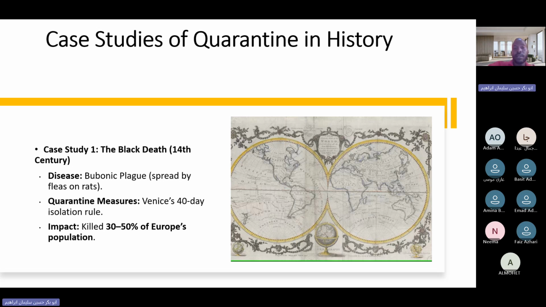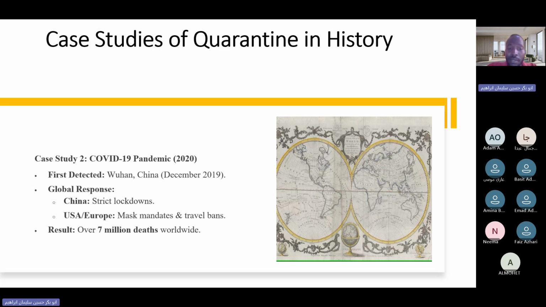Let us see another case. The COVID-19 pandemic in 2020. It was first detected in Wuhan in China in December 2019, but unfortunately it was not reported to WHO directly until January or February 2020. After that, WHO declared it in March as a pandemic, an international issue.